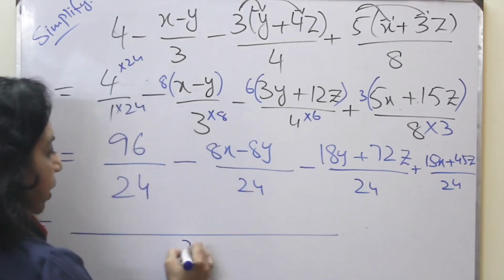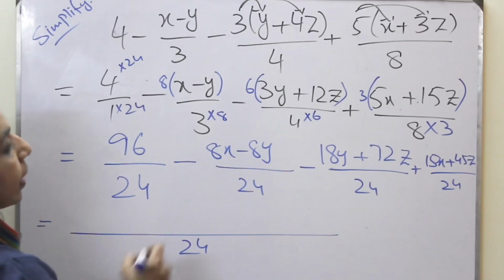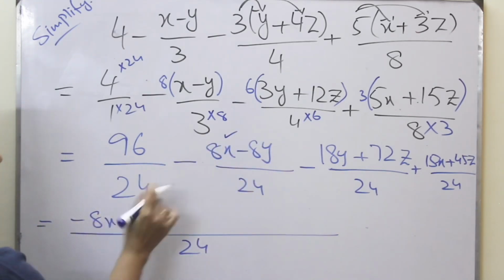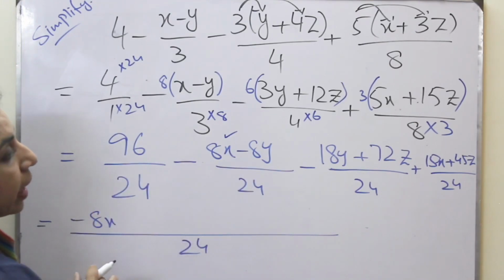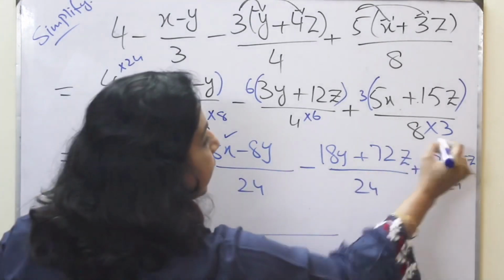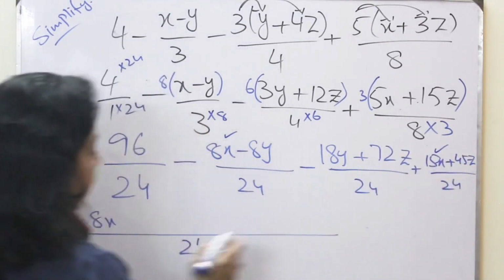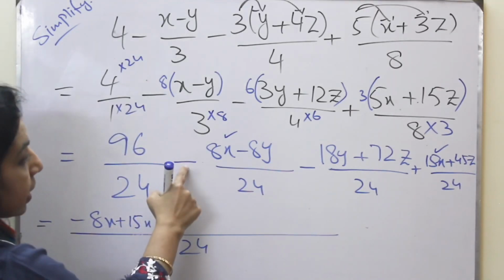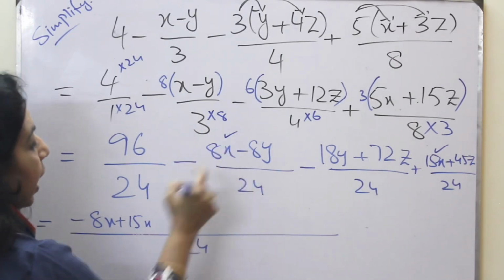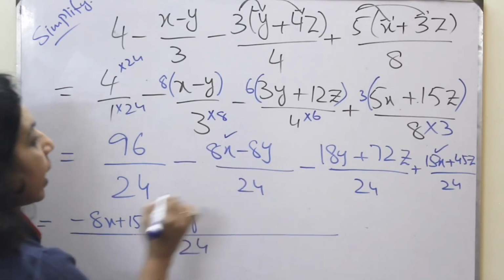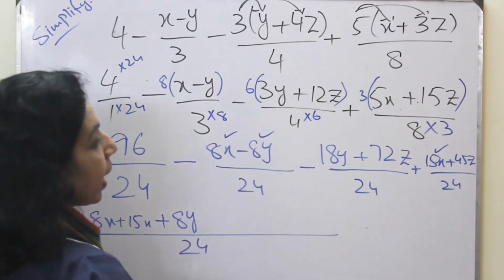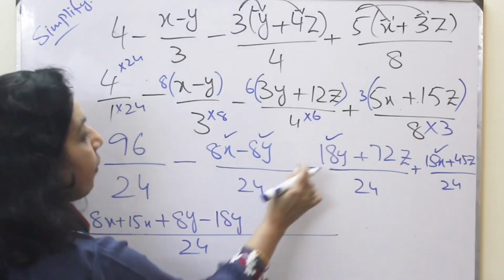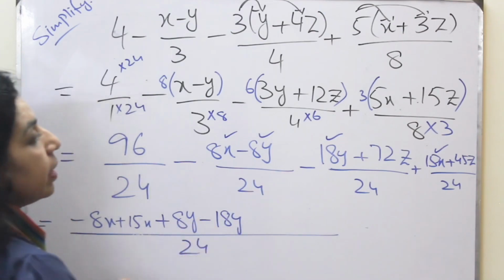Taking the same fraction 24, first I shall take all x. 8x, this is minus 8x. I have taken this 8x with this sign. Any other x? Yes, this is 15x plus 15x. Now we can go to y. This is negative sign and negative sign. We shall have positive 8y. Two negative signs will give us a positive sign, along with this negative 18y, because 18y was positive but this sign has made it negative.